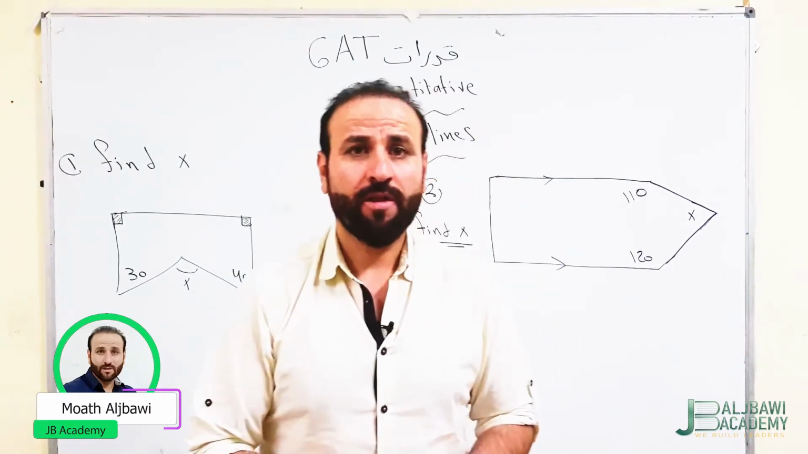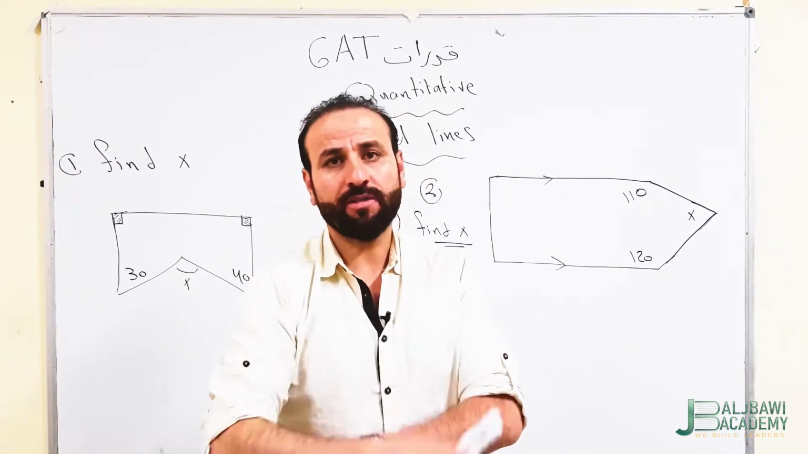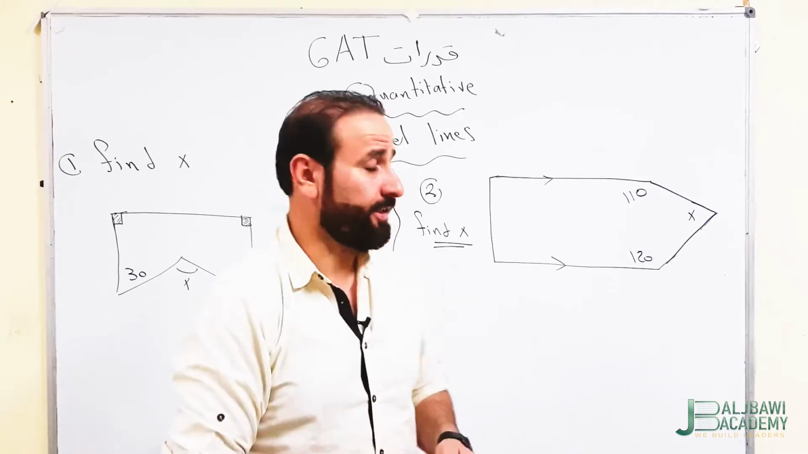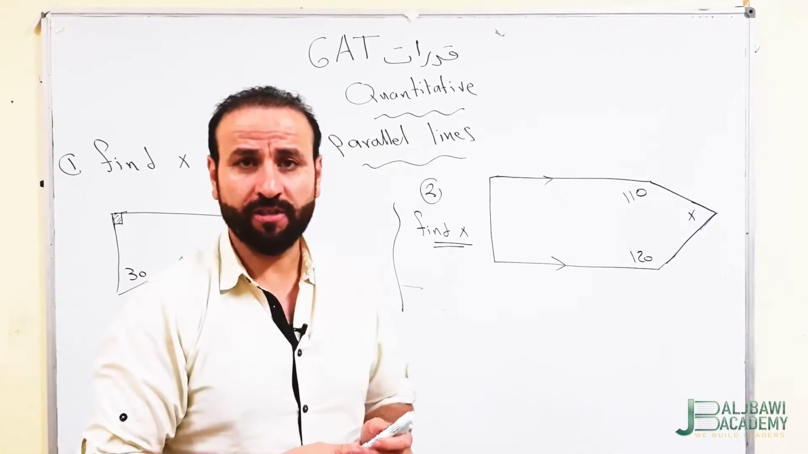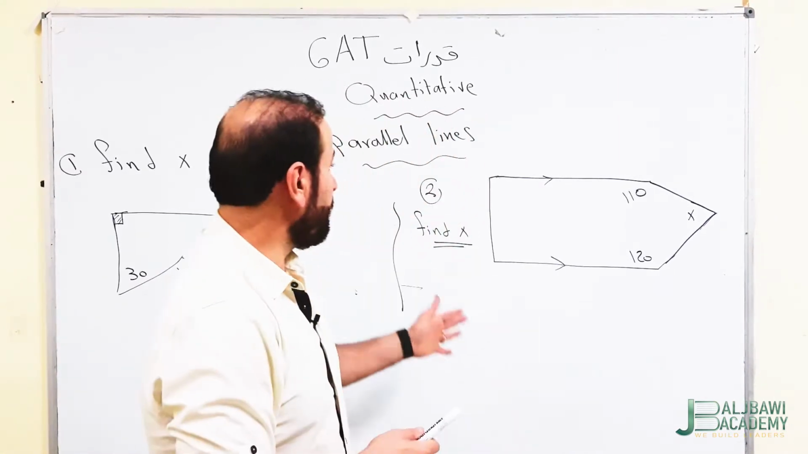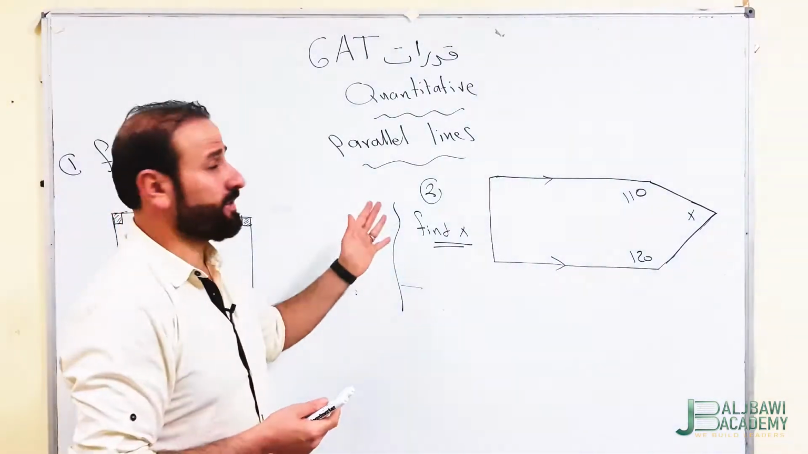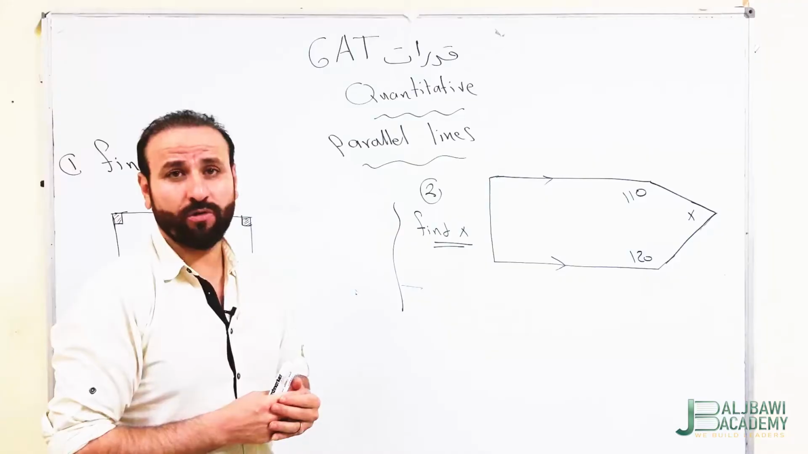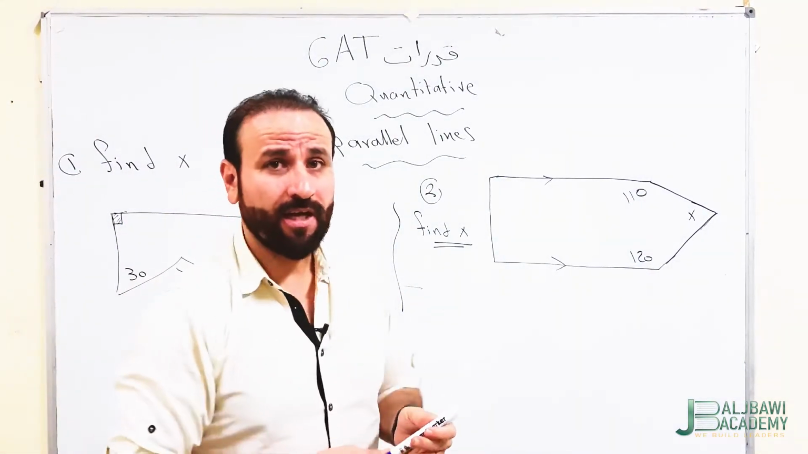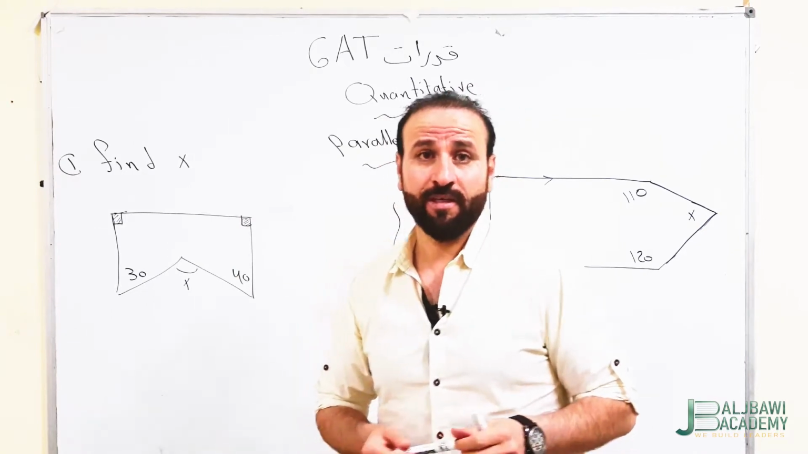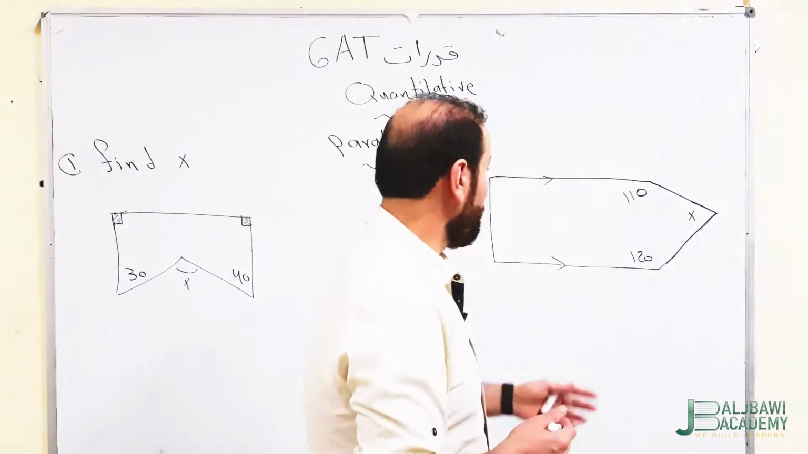As I promised you, there will be a GAT series of lessons which talk about اختبار القدرات باللغة الإنجليزية. Of course, this is very important for the international school students. Here we have two questions. In this question, as you know, I'm discussing the quantitative part of قدرات or GAT. Today I will talk about the parallel lines, and these kinds of questions are very familiar and common in the قدرات test. I have two questions.